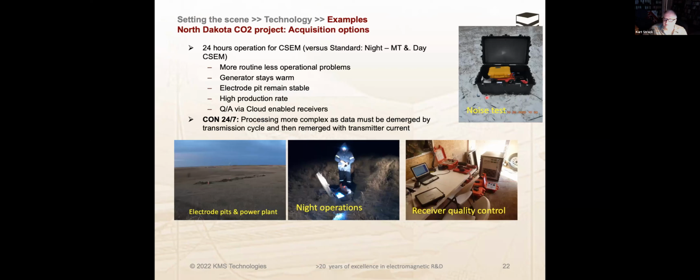This is a noise test. Notice that the web access box is right on top of the acquisition system. That's not always the case, because it can generate noise. And this is night operation.